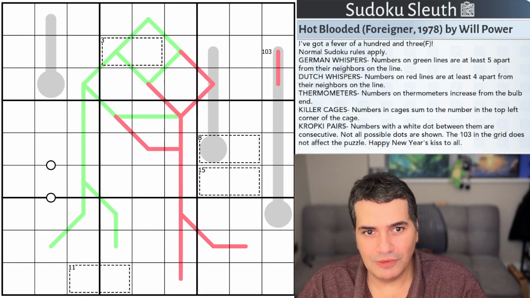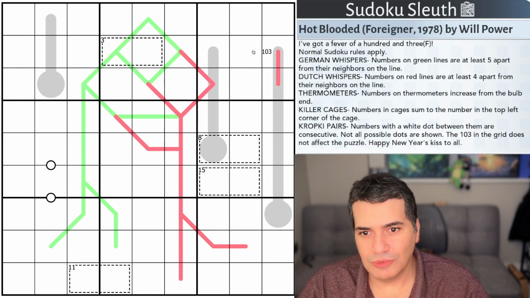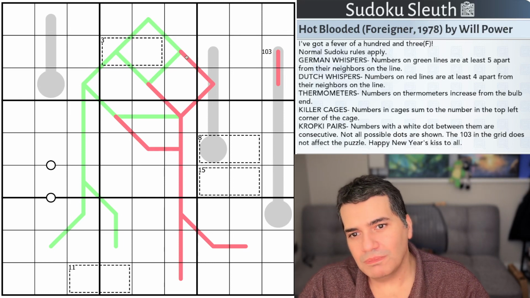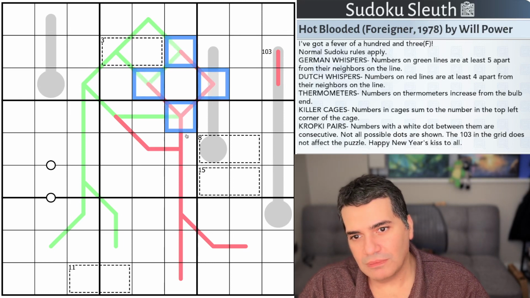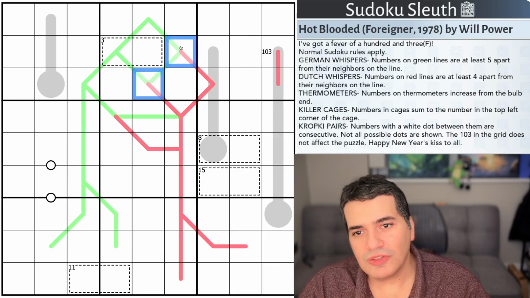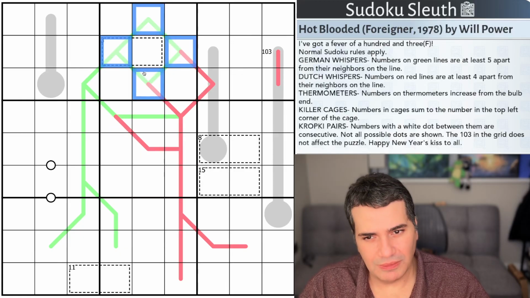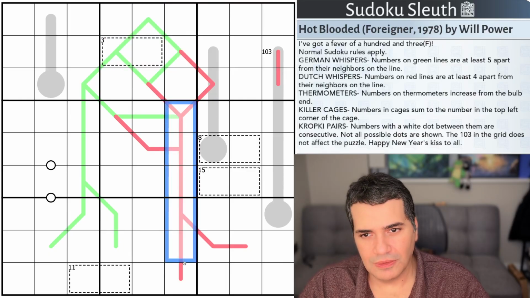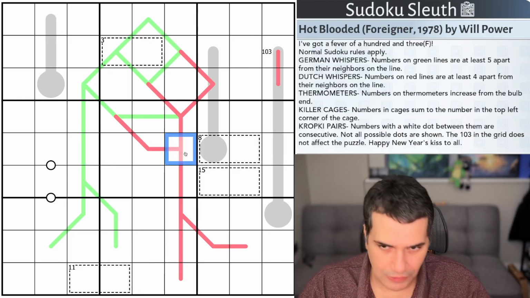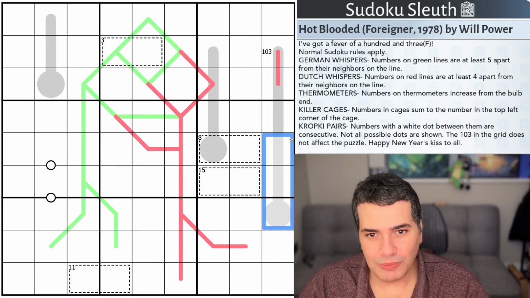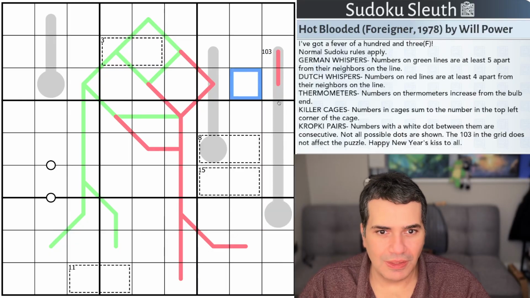Right, Hot Blooded, Foreigner 1978 by Willpower, and the following set of rules. Now, to me, that looks like a second person dancing or kissing. It must be the reference to the movie. Because for a second I was thinking that's a microphone, but no, that is another individual, the green person, the green stick figure, the red stick figure, and of course thermometers because hot-blooded. And I've got a fever of 103.